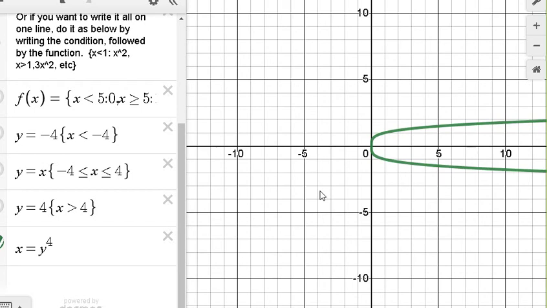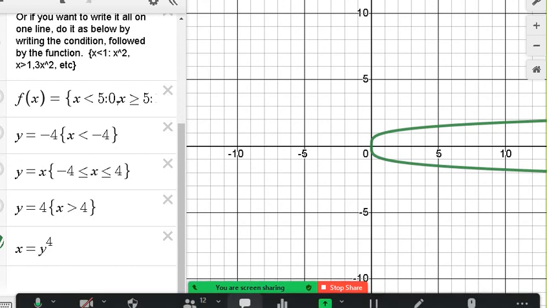Any other comments or questions on these things? Am I clear what I expect in terms of being able to graph a piecewise function and understanding the vertical line test? Doing okay over there? If you wanted to do that on the graphing calculator and not Desmos, how would you do that?